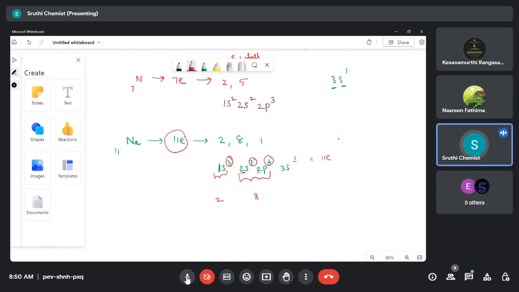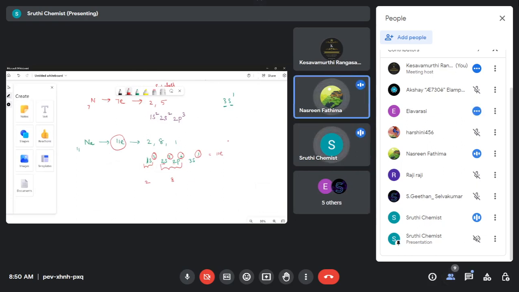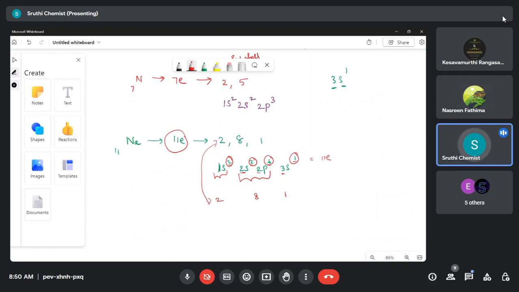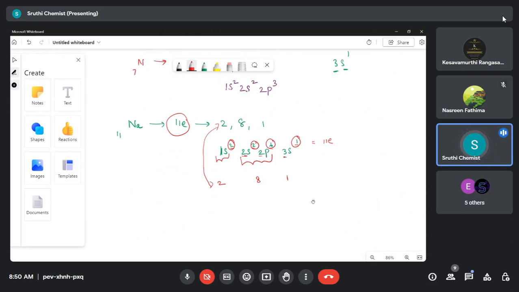So let's take the third orbit. The third orbit has only one electron, because there is only one subshell, 3s1. Both are the same. Am I right? Yes, ma'am. 2, 8, 1. This is just for your understanding. We are zooming in and writing the subshell. If you zoom in further, we actually have orbitals, which we will learn in the next class.